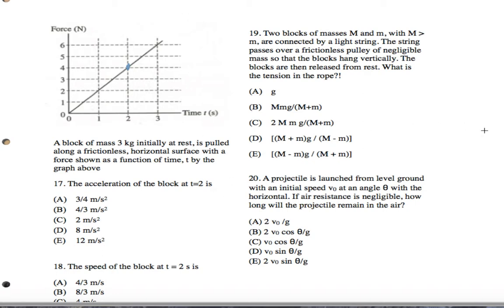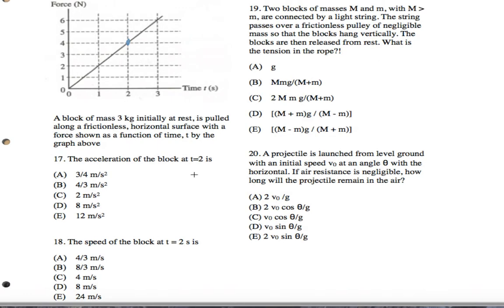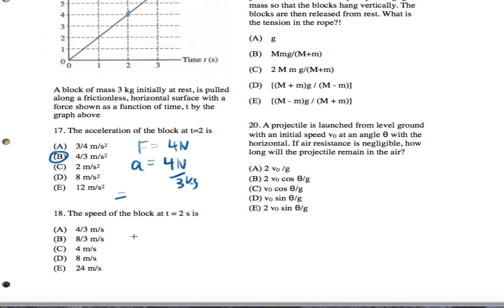All right, so problem 17. We have this block and we want to know its acceleration at 2 seconds. So I know the force on it at 2 seconds is 4 newtons. So the acceleration is going to be the force divided by the mass, which ends up being 4/3 meters per second squared. Now, we want to know the speed of the block at 2 seconds.